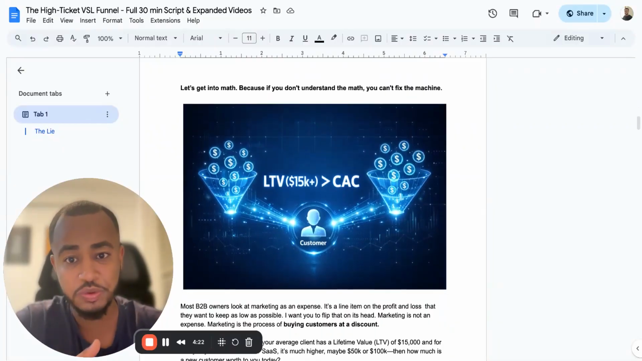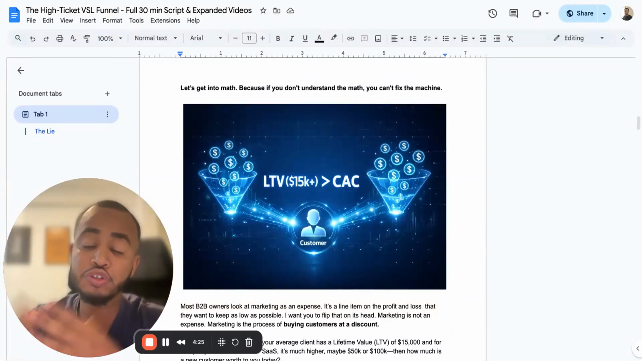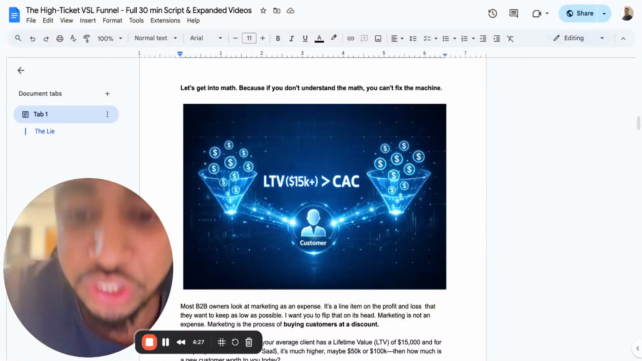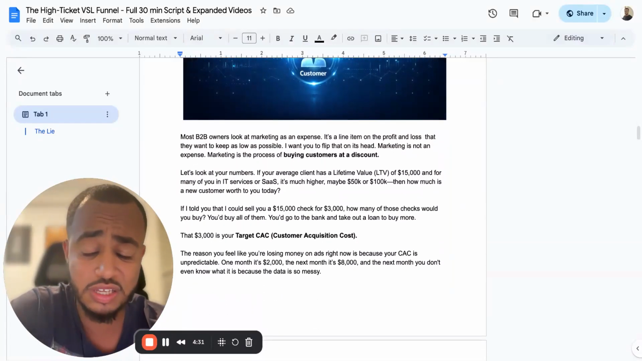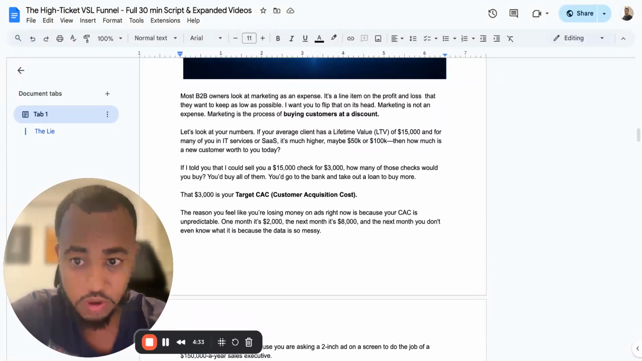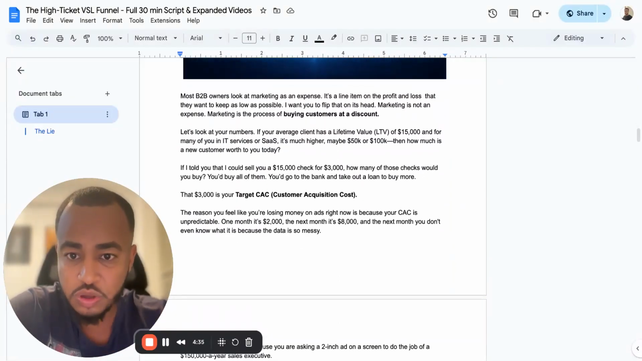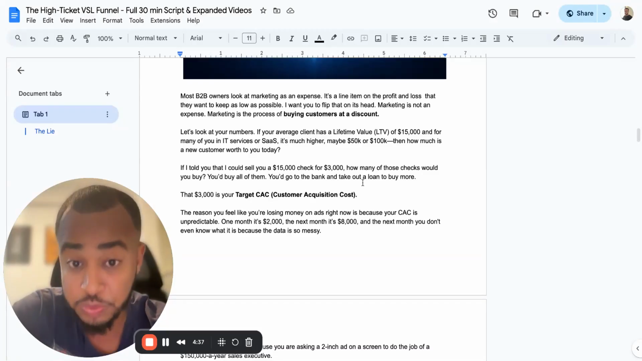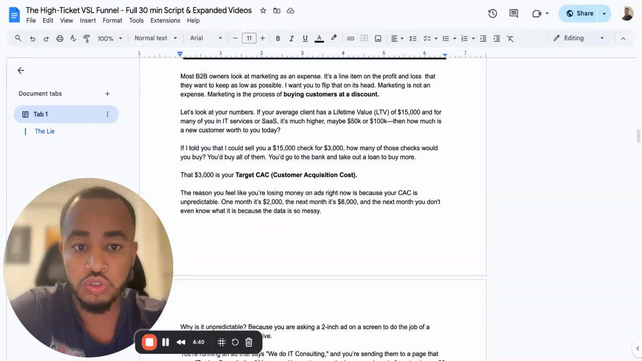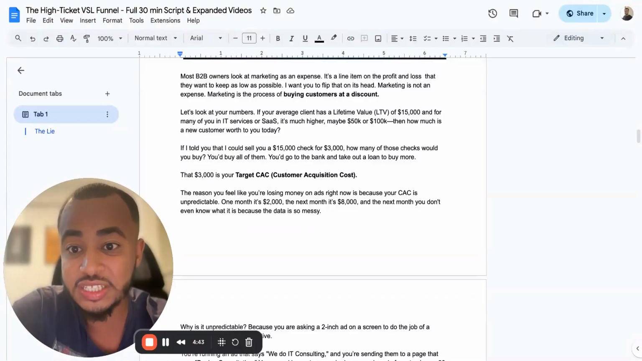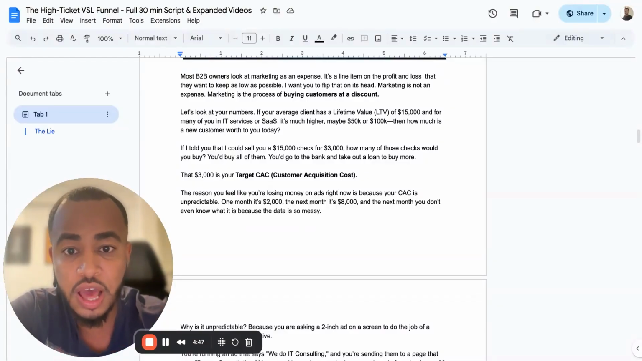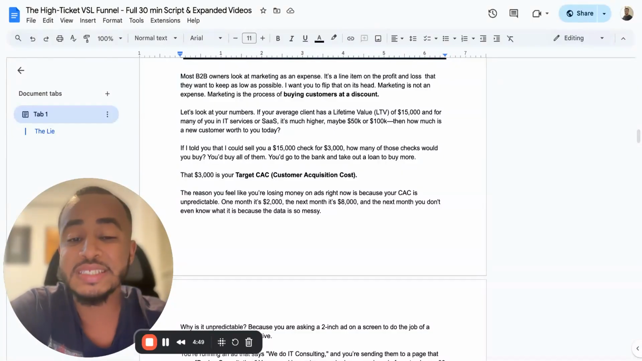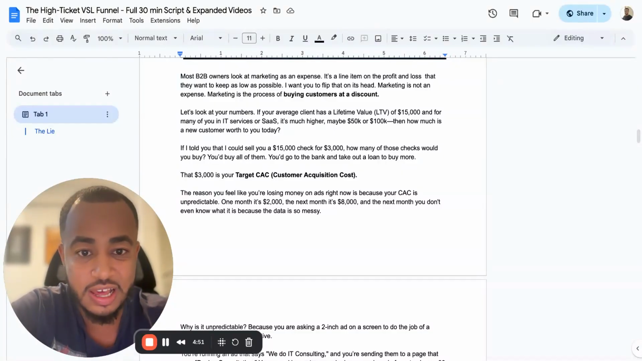Let's go into the maths, because if you don't understand the maths, you can't fix the machine. You need to understand lifetime value, and you need to understand CAC, or cost to acquire a customer. Most B2B business owners look at marketing as an expense. It's a line item on the profit and loss that they want to keep as low as possible. I want to flip that on its head.